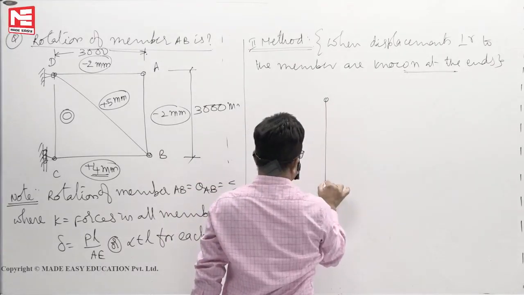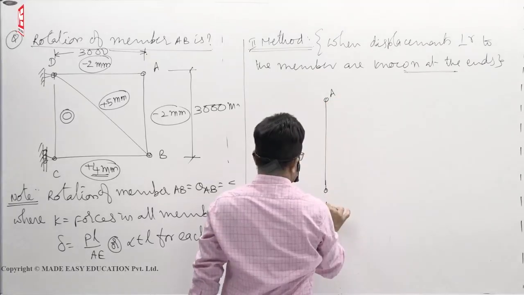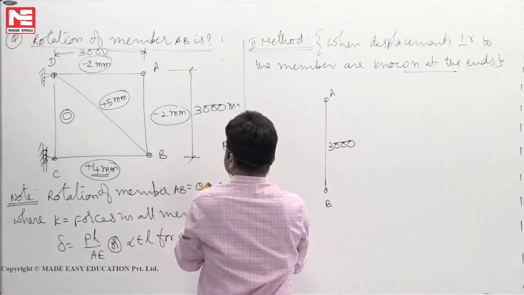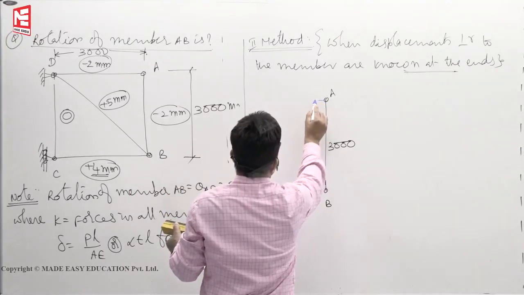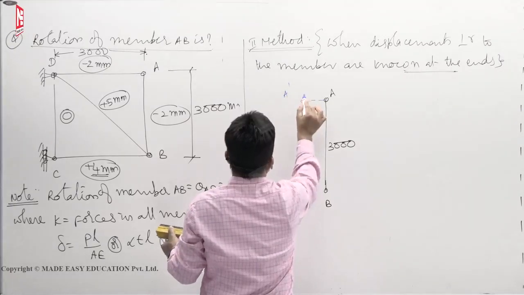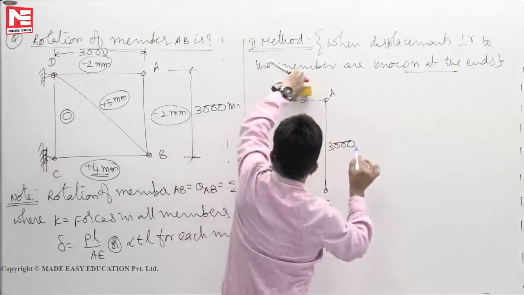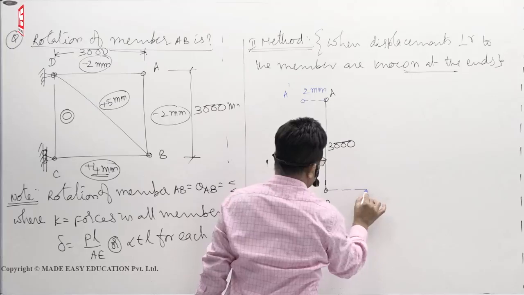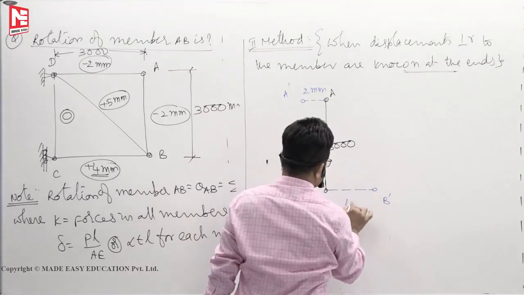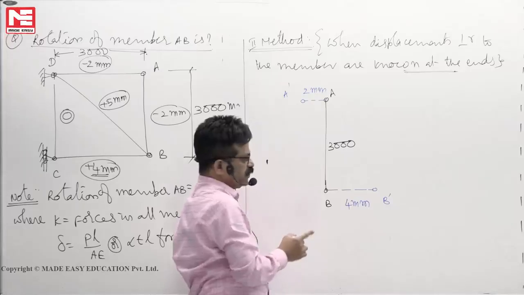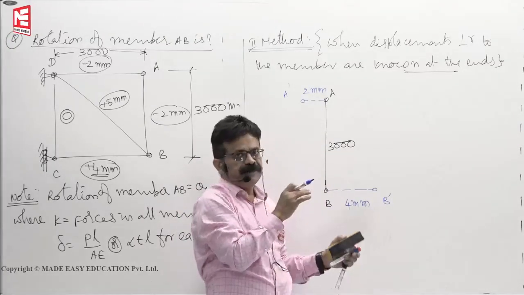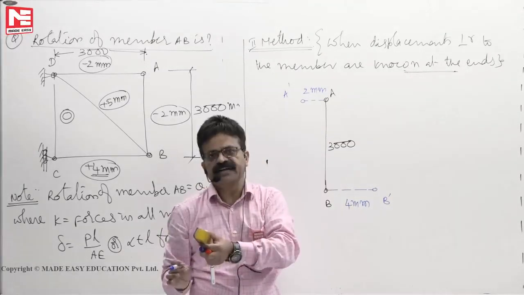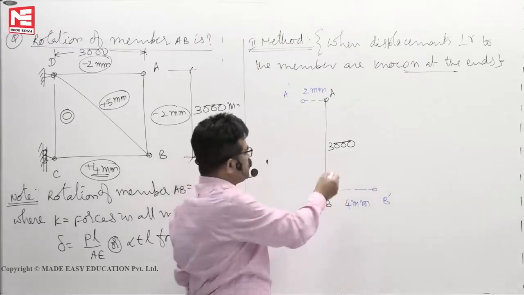So this is A, this is B. This length is 3000 mm. Now point A has moved to the left side to A dash, let us say, by 2 mm. Next, B has moved out by 4 mm. This is what we have given in the fundamentals, member GF. G went up, F went down, then I drew a dotted line and found the rotation. So that process we are taking.